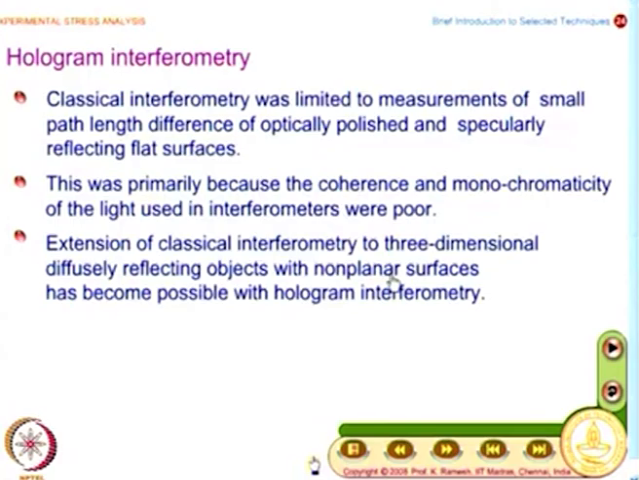possible. So, we have had a quantum jump, from flat surfaces we could go to 3-dimensional objects, and once you come to a 3-dimensional object, the path length is not small, path length is much larger, and we are also looking at non-planar surfaces. So, you graduate from simple experiments on interferometry to go and find out what happens on a 3-dimensional object.